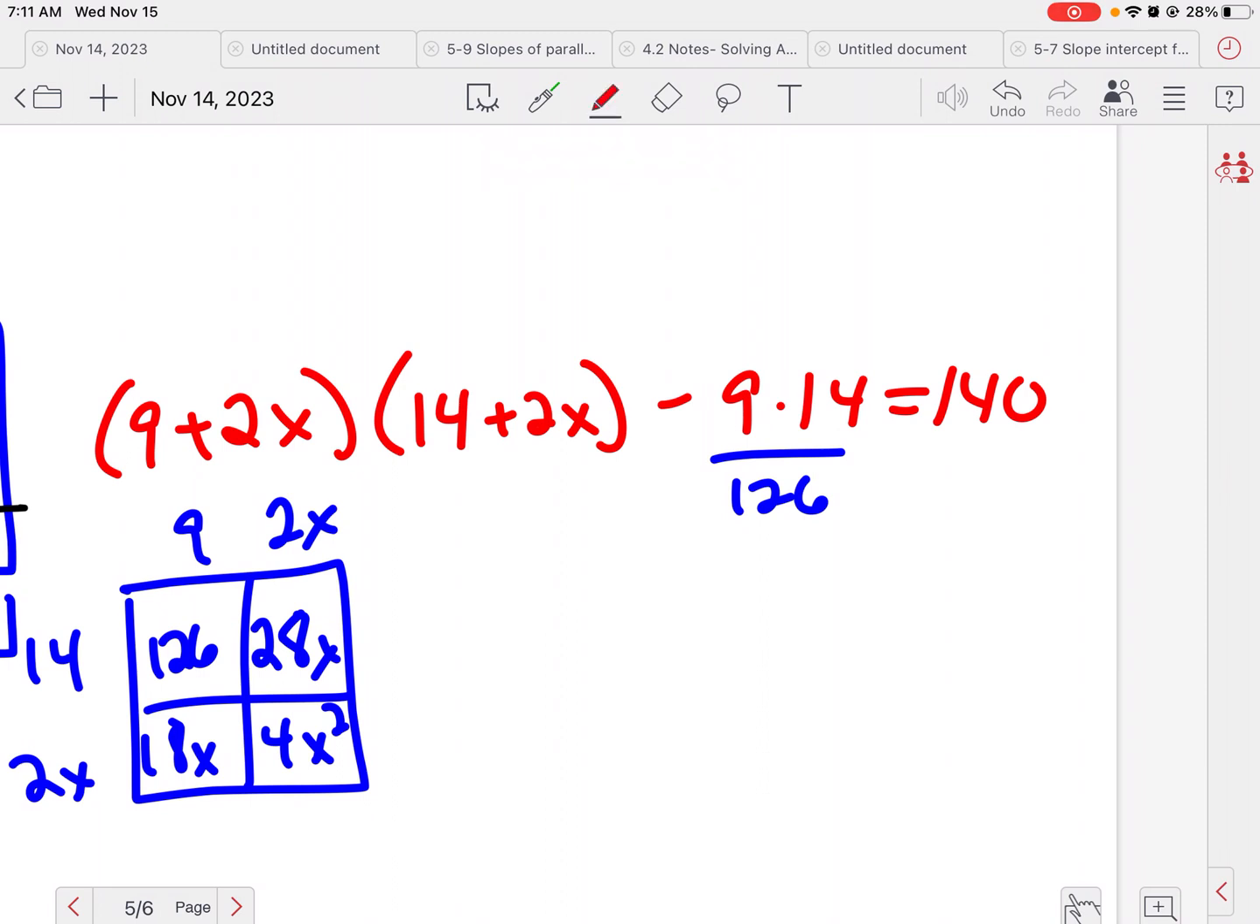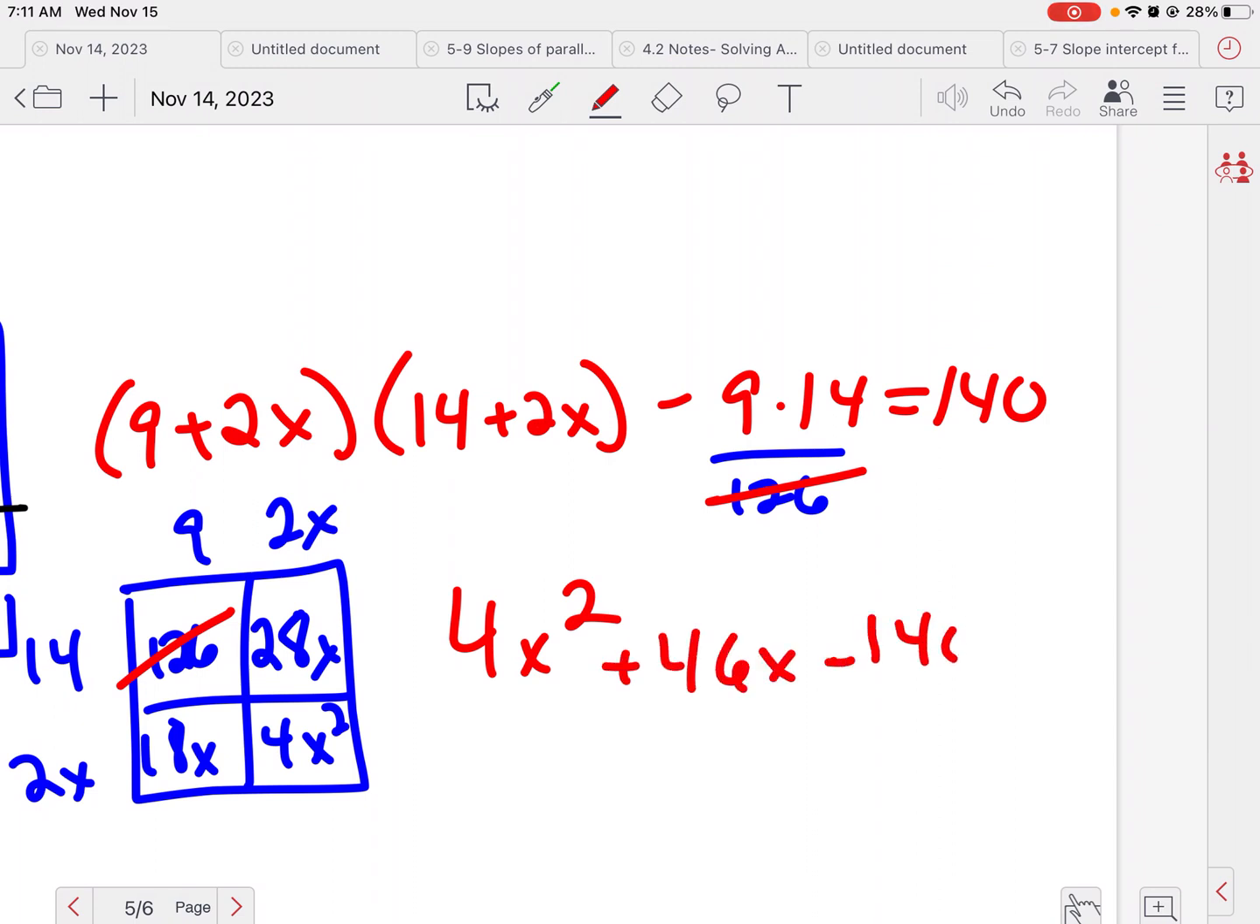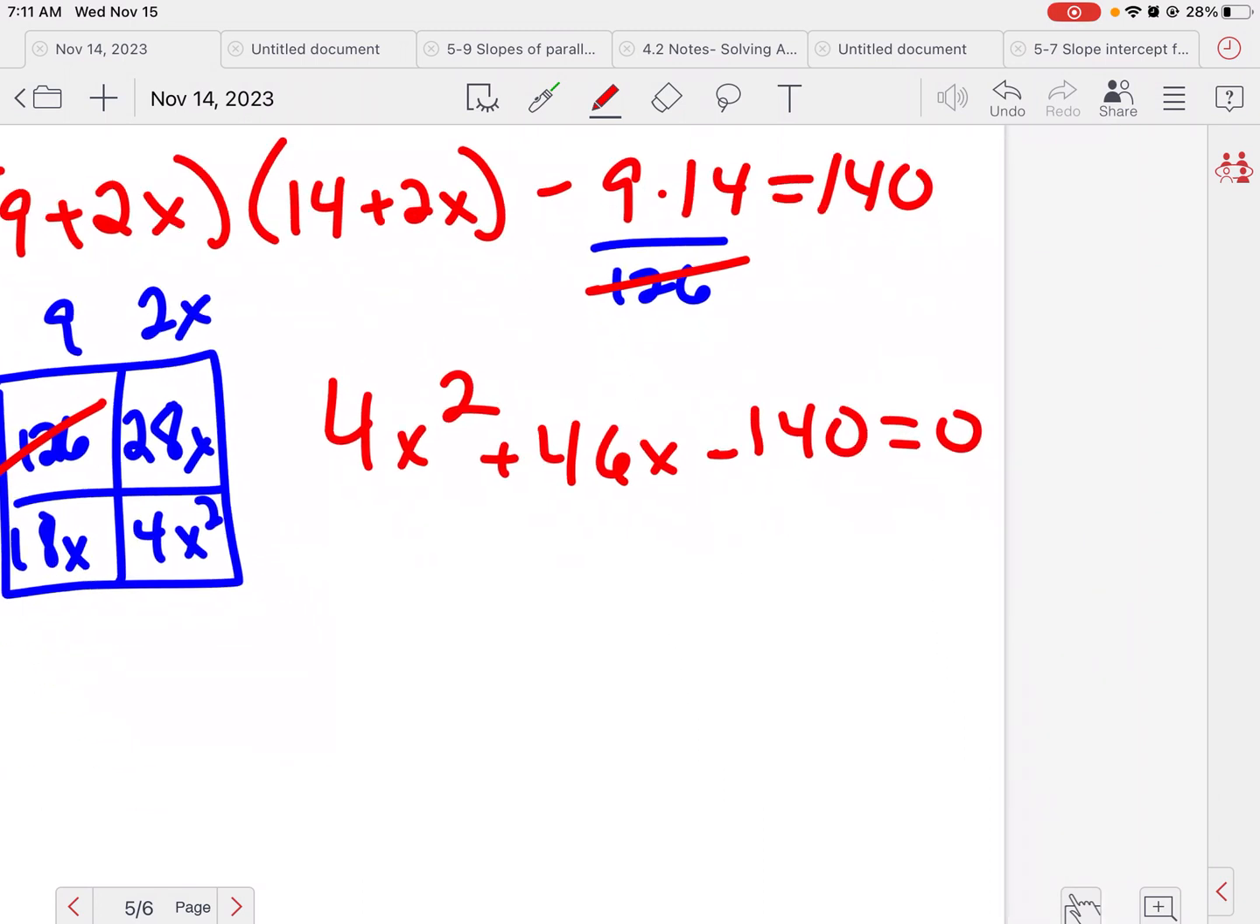So this positive 126 and negative 126 cancel out. So I'm left with 4x squared plus 28 plus 18 would be 46x. And then I'm going to subtract that 140 from the other side here. Okay. We are going to go ahead and solve for this.